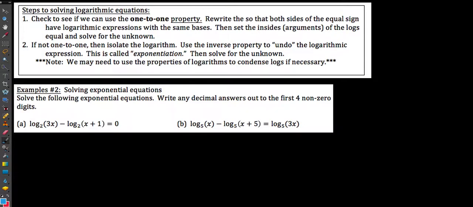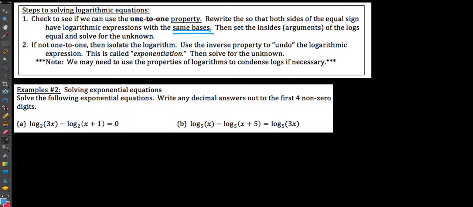So we're going to take a look at our systematic approach to this. We're going to solve a few equations doing this, and then that's it for this series of videos. But let's go ahead and take a look at our steps to solving logarithmic equations. And this is very similar to exponentials. The very first thing we do is check to see if we can use the one-to-one property. So specifically, we want to rewrite it so that both sides of the equal sign have logarithmic expressions with the same bases. Then set the insides of the arguments of the logs equal and solve for the unknown.